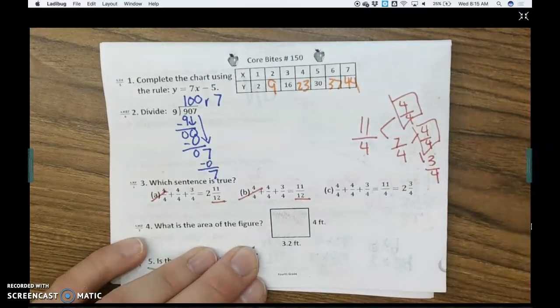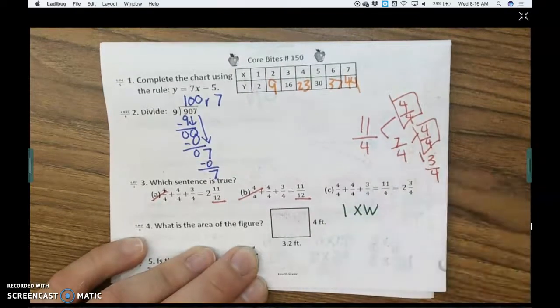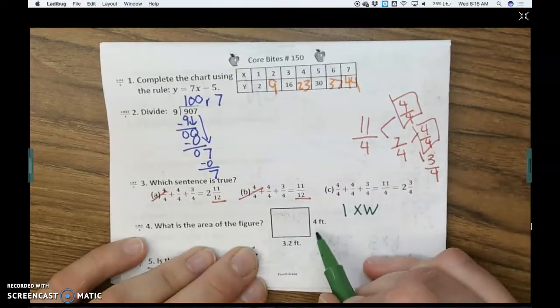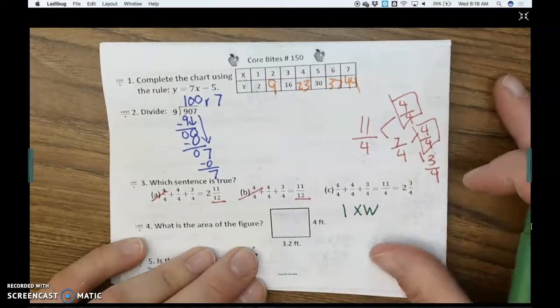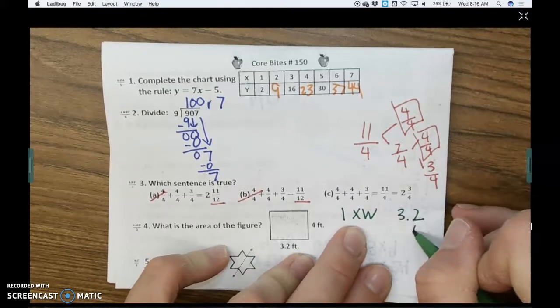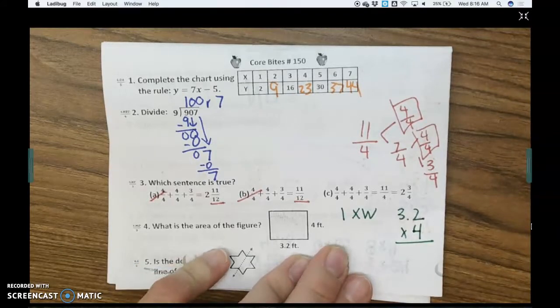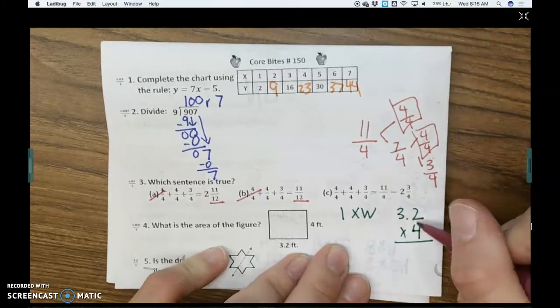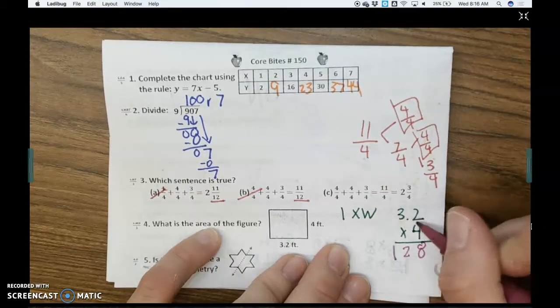Okay? For number 4, it's asking you to find the area. So the formula for area is length times width, basically. Okay? So you've got 4 feet times 3 2/10. Remember our decimals. Okay? So you would basically do 3.2, multiply that by 4. Let's switch colors so we can see it a little bit better. So 4 times 2 would give you 8. 4 times 3 is 12. Then just count your decimal over one time.